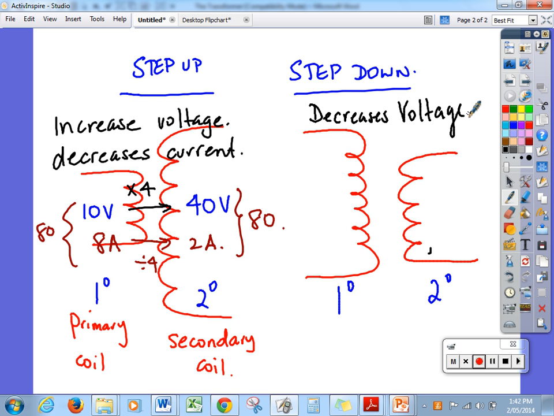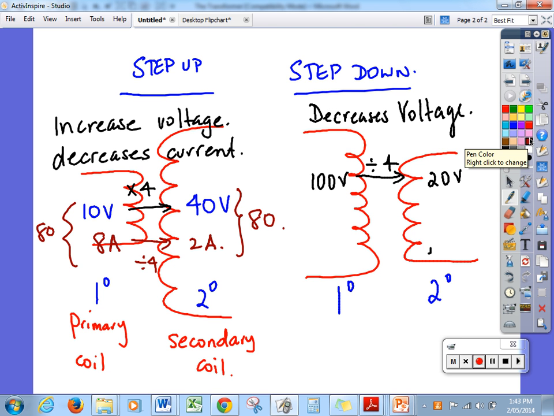So if this was 100 volts on this side, and it became 20 volts on this side, then it's a divide by 4 step down in voltage. But can we just decrease voltage? If voltage decreases, something must also increase to balance the equation. So what must increase? Current.